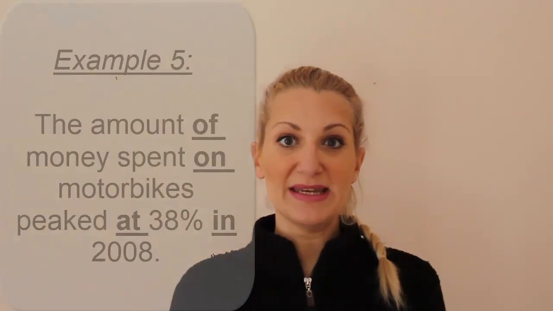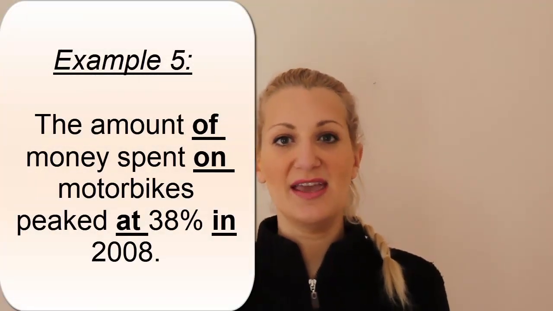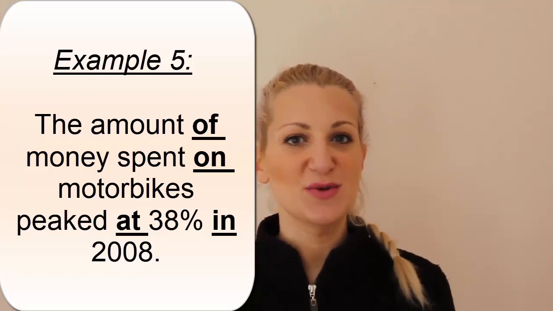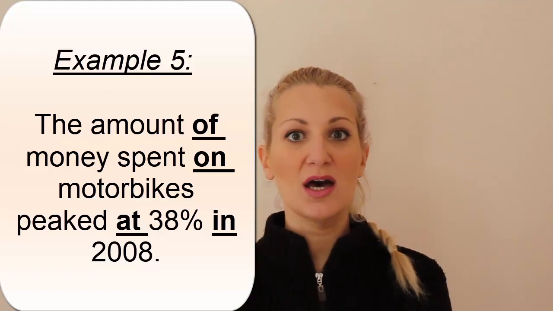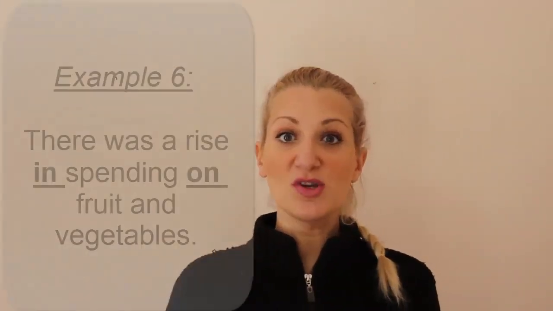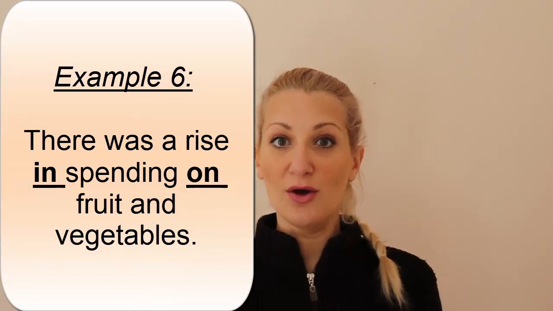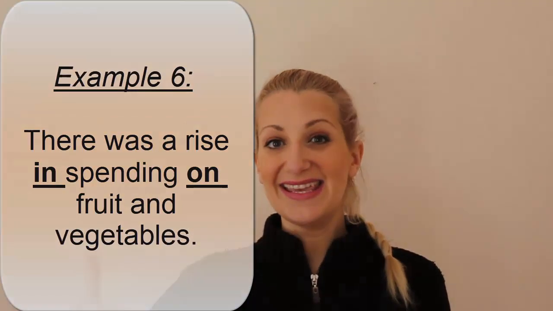The amount of money spent on motorbikes peaked at 38% in 2008. So as you can see, after the verb peak, the preposition that follows is at. There was a rise in spending on fruit and vegetables. So as you can see, there was a rise in something.